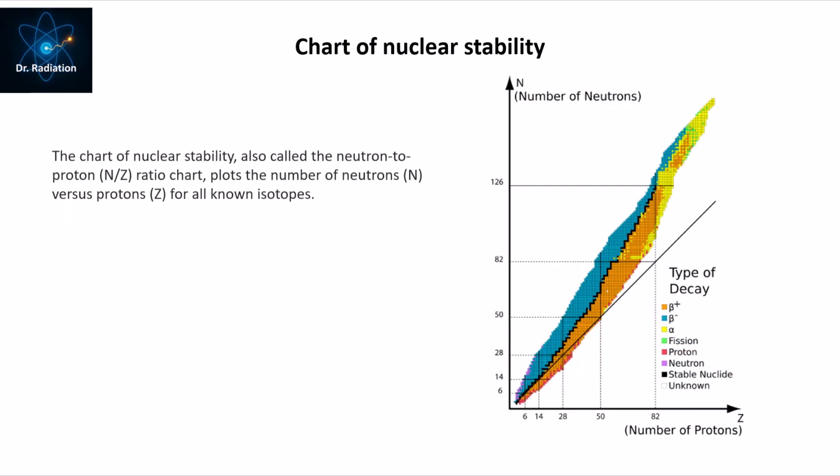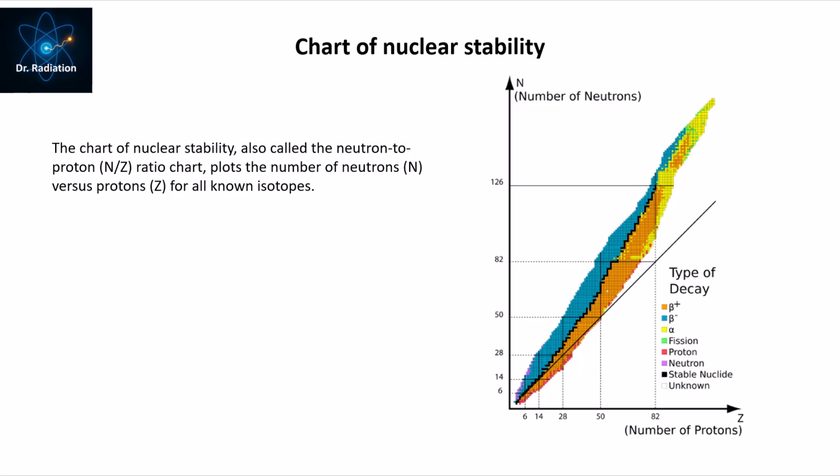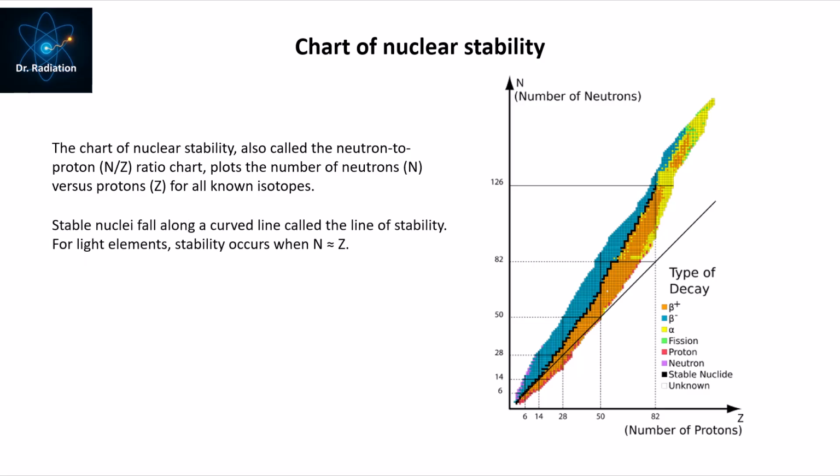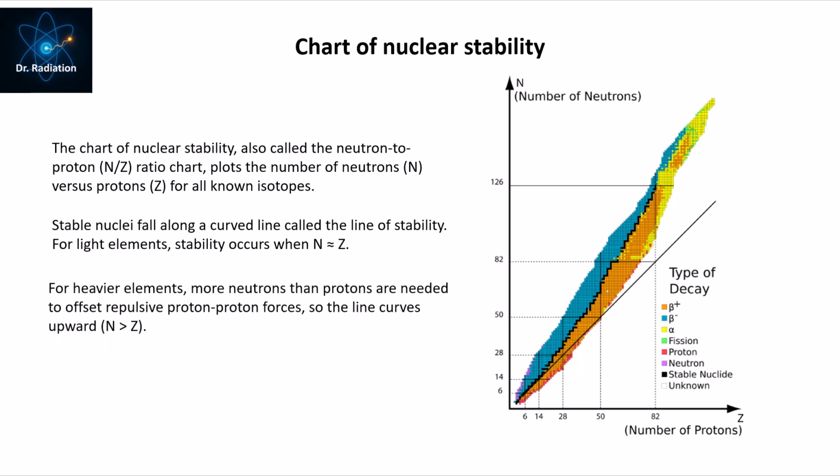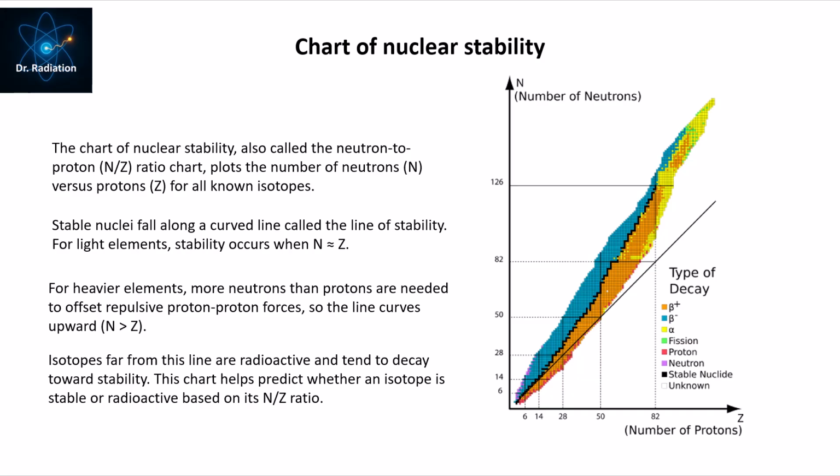The chart of nuclear stability, also called the neutron-to-proton ratio chart, plots the number of neutrons versus protons for all known isotopes. Stable nuclei fall along a curved line called the line of stability. For light elements, stability occurs when N approximately equals Z. For heavier elements, more neutrons than protons are needed to offset repulsive proton-proton forces, so the line curves upward, N greater than Z. Isotopes far from this line are radioactive and tend to decay toward stability. This chart helps predict whether an isotope is stable or radioactive based on its neutron-to-proton ratio.